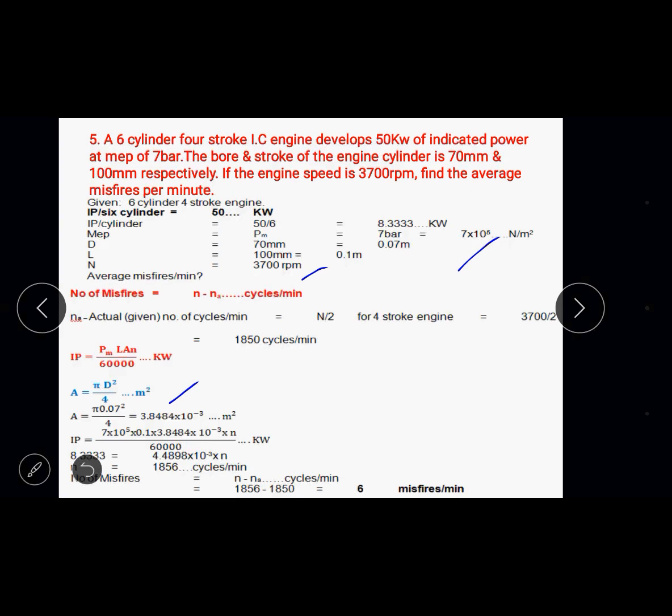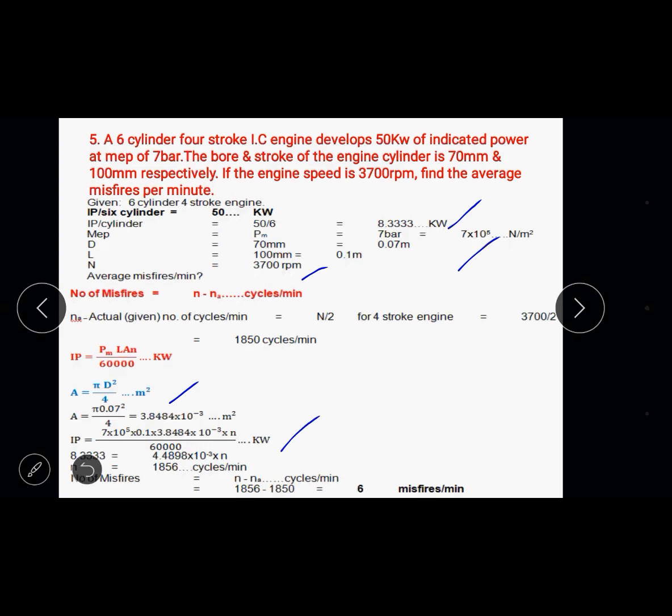So here you have to substitute IP, and you should be a bit careful. It's not a single cylinder IC engine, it's a multi-cylinder, a 6-cylinder IC engine. So the IP given in the problem stands for 6 cylinders. Therefore, we have already obtained the IP for each cylinder, which was 8.33 kilowatt. So use that one here, and ensure that the IP unit is in kilowatt. Then use this formula, solve this, and find out small n.